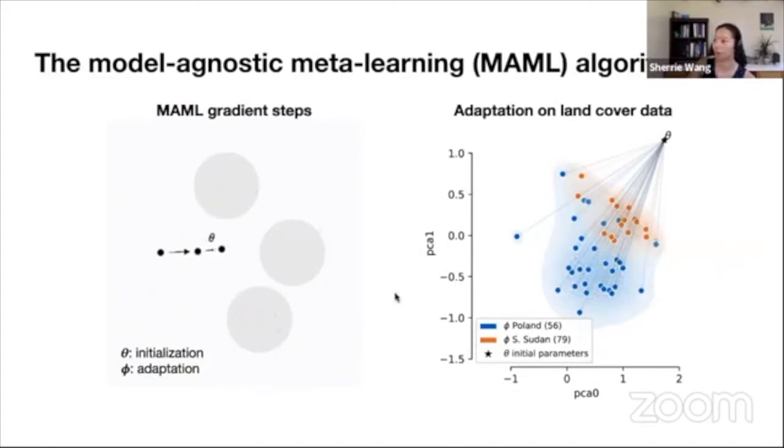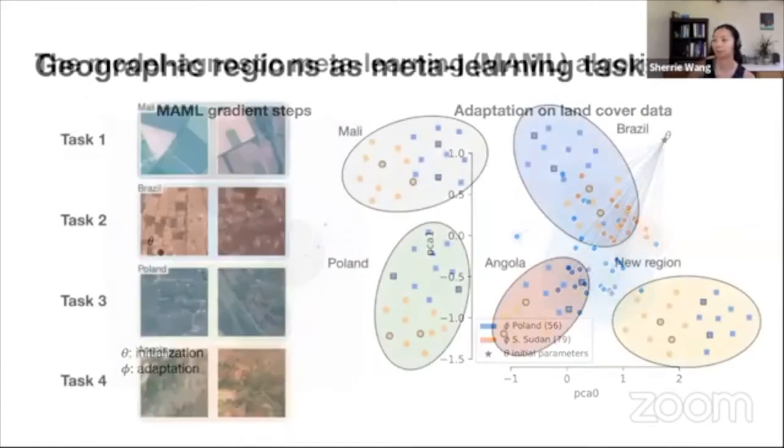So there's some structure here in the space of neural networks where adaptation is leading you to a set of networks that work well in Poland and a set of networks that work well in Sudan.